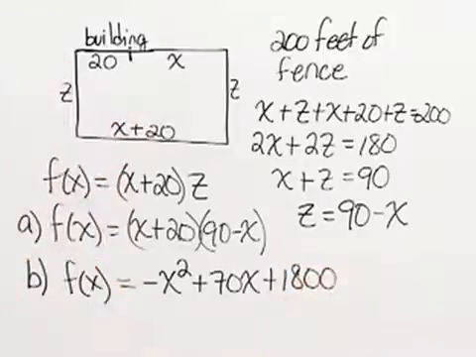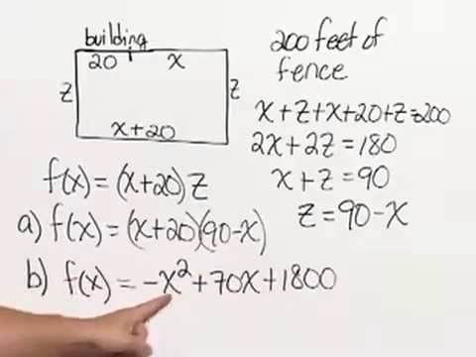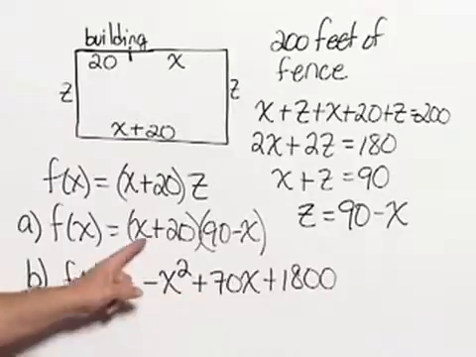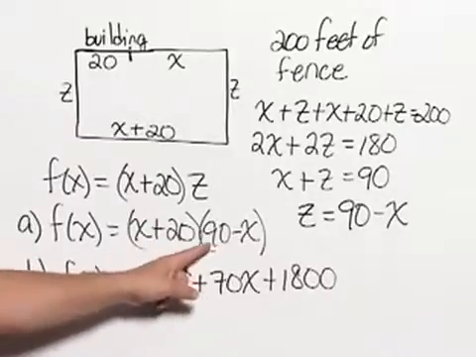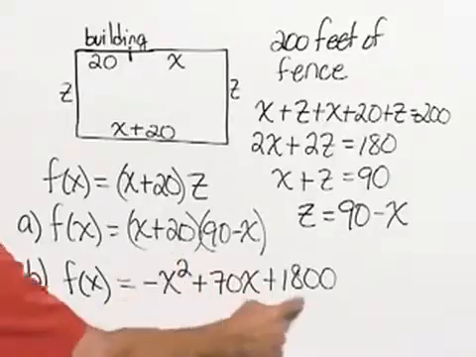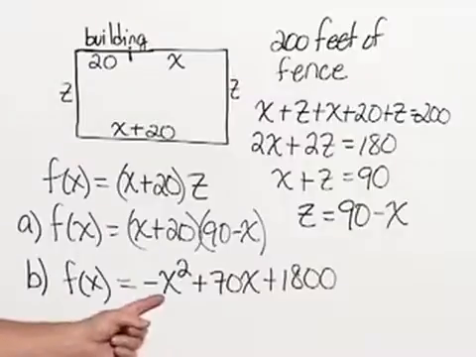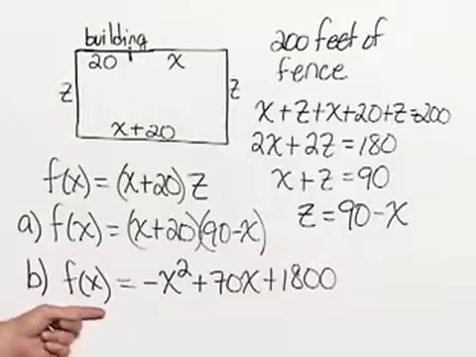Let me show you very quickly that the x times the negative x gives me the negative x squared. The x times the 90 and the 20 times the negative x would be 90x minus 20x for the 70x, and then the 20 times 90 gives me the 1800. This is a parabola. It opens down. Therefore, the maximum value for f of x, which is the area, would occur at its vertex.